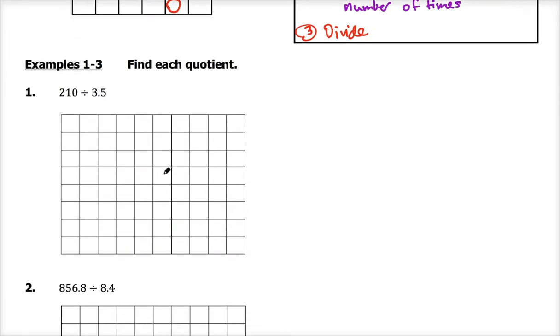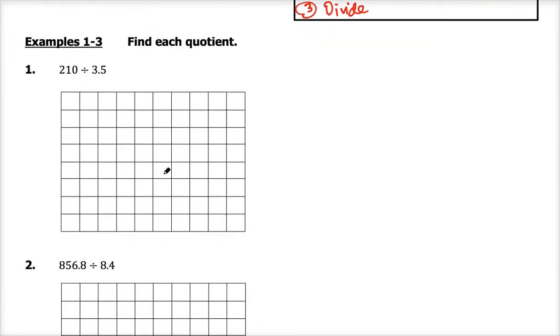Okay, let's try a few more of these now in examples 1 through 3. So number 1, we have 210 divided by 3.5. 3.5 is our divisor, so it's going to go out here. And then 210 is our dividend. Our divisor has a decimal point in it, and we need to take that decimal point and we need to move it to the right so that this becomes a whole number. To make 3.5 a whole number, I just need to move my decimal point one place to the right. So it's going to go here behind my 5.